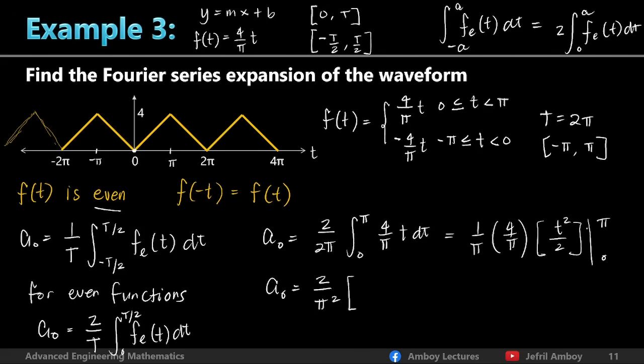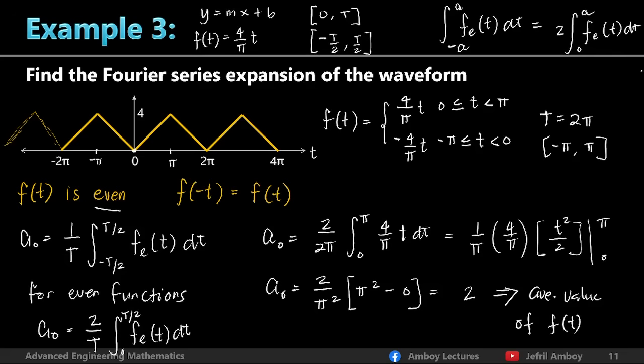Now, I replace t with the upper limit. So here, I will get pi squared minus, I replace it with 0, 0. So, itong pi squared na ito magka-cancel, kaya may matitira tayo na 2. Okay? So, this 2 is now the average value of f of t.